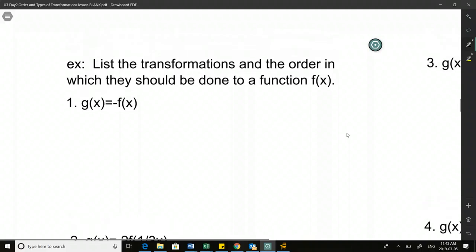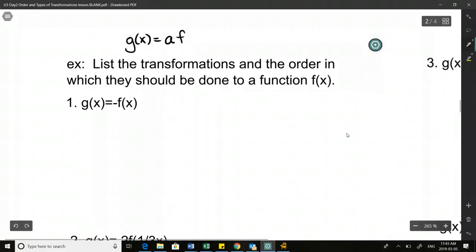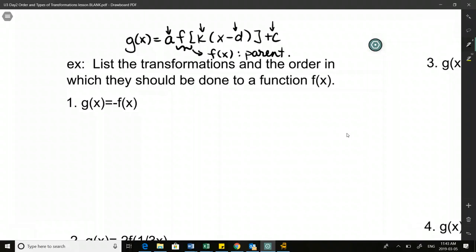Okay? Remember that this is the main function. So our skeleton function from our package was this. Okay? This part is not a transformation. It just represents the parent function f at x. Okay? So our transformations are a, k, d, and c. So we want to make sure that we can identify those in a function if necessary.